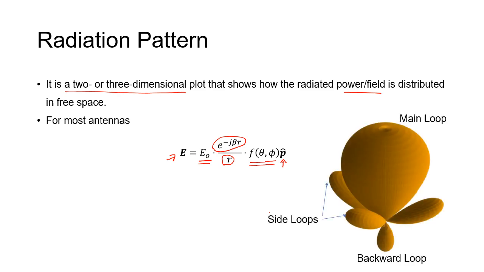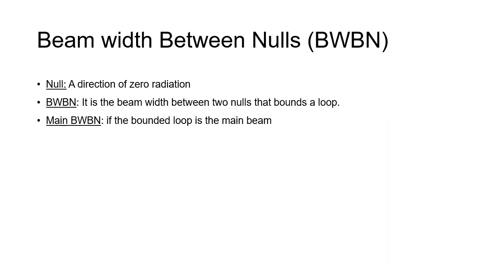If we plot this in 3 dimensions, it will appear like this. We'll have some main lobe where most of the power propagates. Then we will have some side lobes which have some radiation, and in the back direction we'll have something called a back lobe.